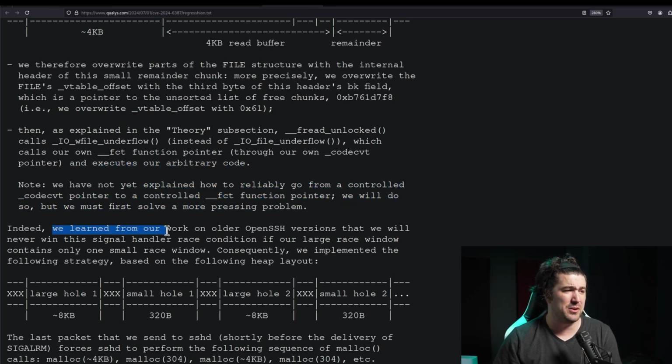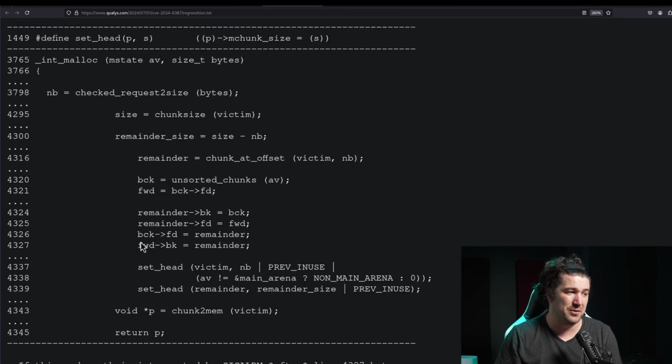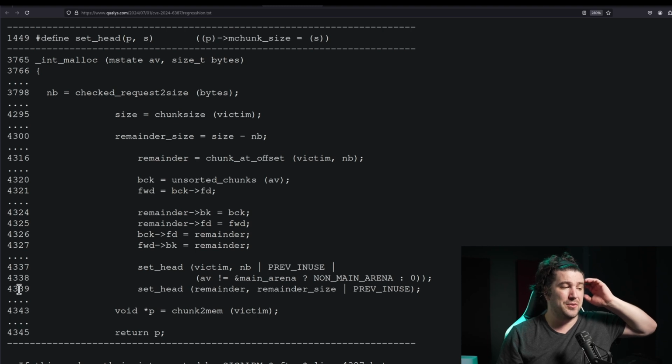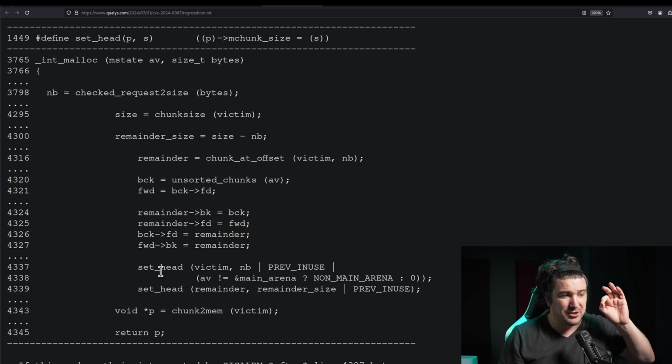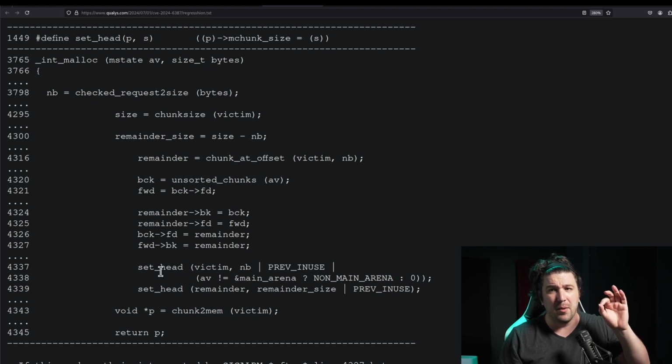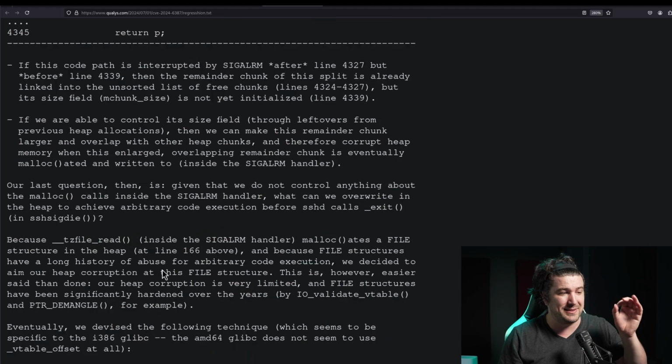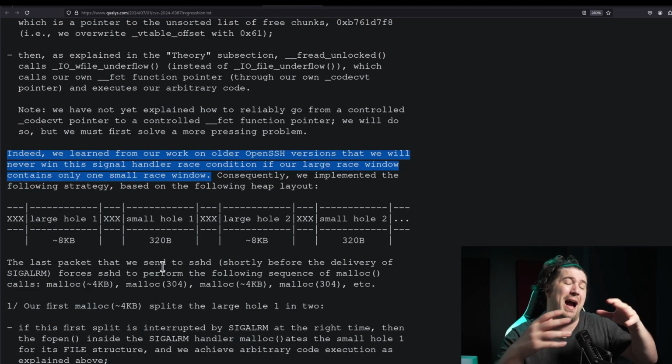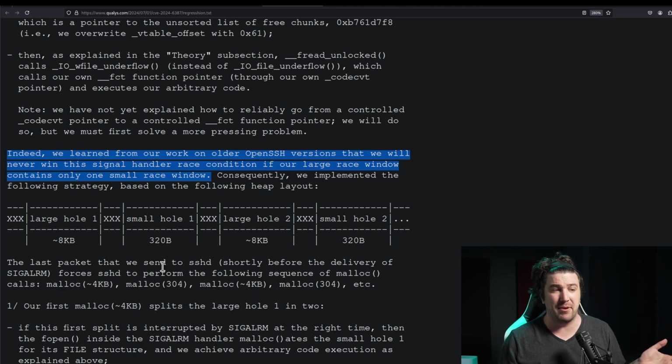A more pressing problem. Indeed, we learned through our work on older OpenSSH versions that we will never win this signal handler race condition if our large race window contains only one small race window. So basically they're saying if there's only a single point, there are only about 12 lines of code, from line 4327 to 4339, that they have to interrupt between. That is very quick execution code. They're basically saying that while in theory it's possible, it probably would never happen.